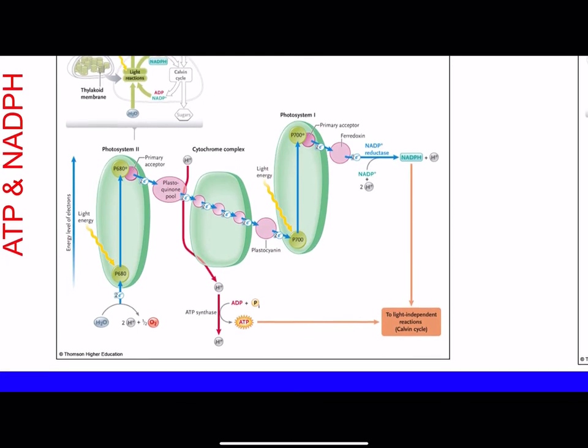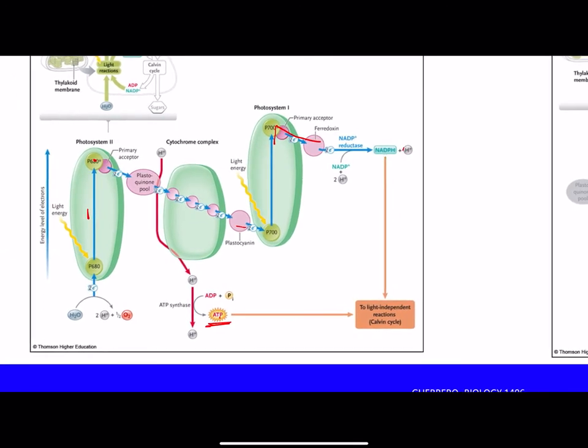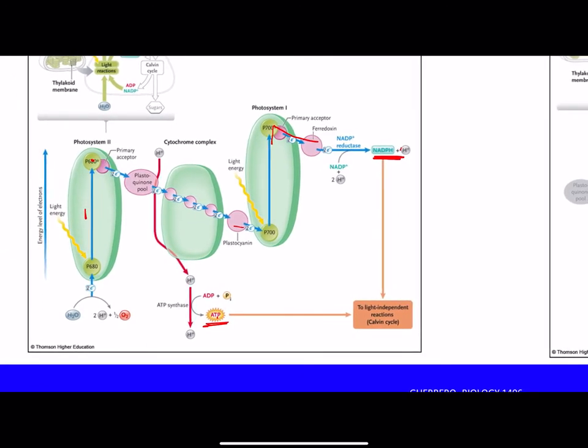So non-cyclic is what I've described to you, where we start off at P680, we get energy, we move, we get more energy, and then we make NADPH. And while this is happening, we're also making ATP. So the end result of non-cyclic photophosphorylation is we're going to make both ATP and NADPH.